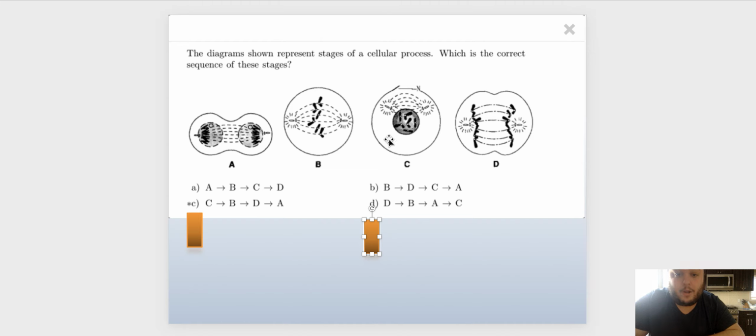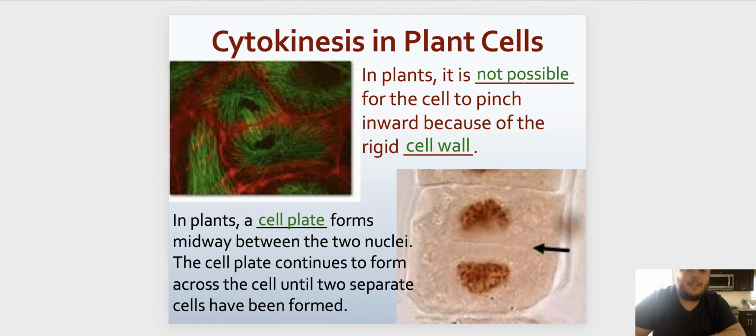So this is the correct order. Okay, good. So let's now move on to cytokinesis in plant cells. And then we can go back to that question that we couldn't answer before. So cytokinesis in plant cells.